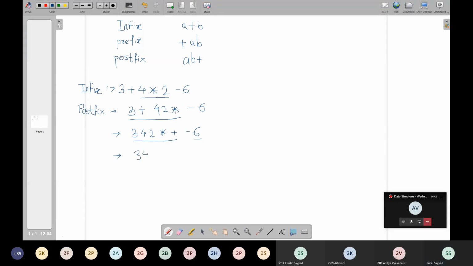3, 4, 2, multiplied by, plus, 6 and minus. So this is our final postfix expression for the given infix expression. The only thing I have changed is that instead of variables like a, b, c or x, y, z, I have taken numeric values. But the logic remains the same.